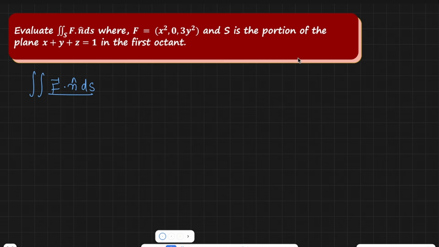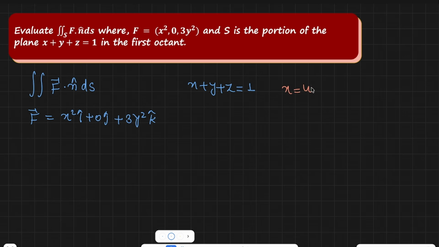It is written to find the flux over the portion of the plane. Now the plane is given as x plus y plus z equals 1. As I told you, here your F is given as x squared i cap plus 0 j cap plus 3y squared k cap. What I told, convert x as u, y as v. So what will be your z? z will be 1 minus u minus v.